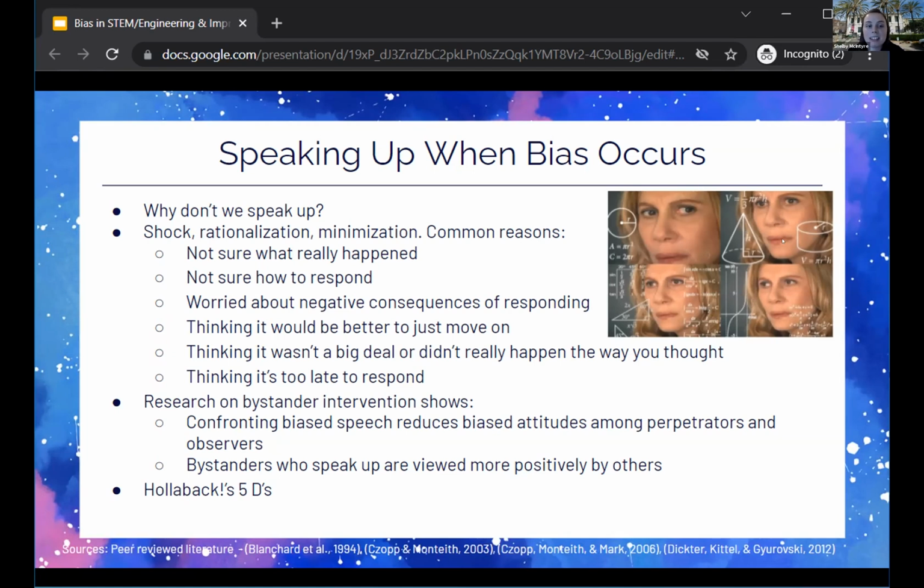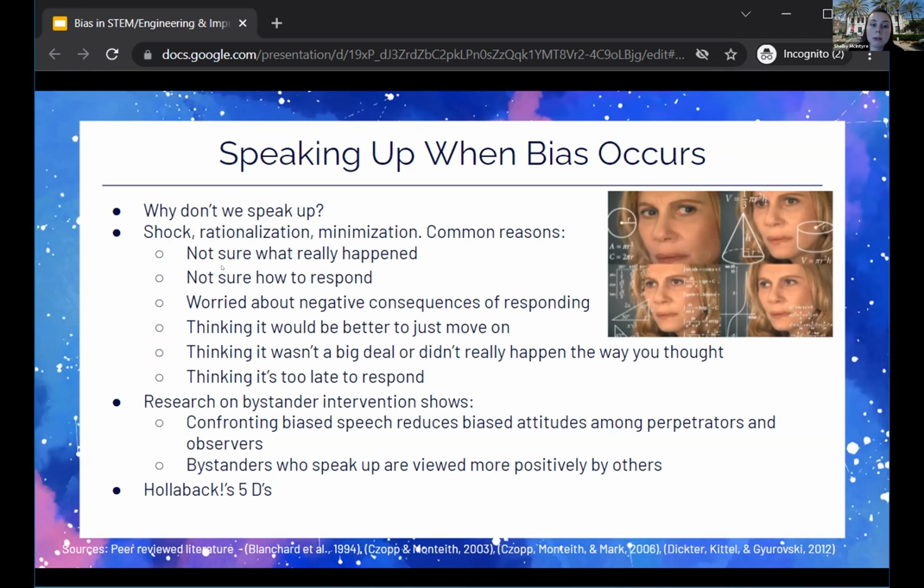But the research on bystander intervention shows that if you bring it up and you say, hey, that was sexist, or hey, that wasn't very fair, I don't think that's true, it actually reduces biased attitudes among both the person who said the biased comment and the observers in the area. And bystanders who speak up are viewed more positively by others. So I would really recommend learning more about how to challenge yourself to speak up.